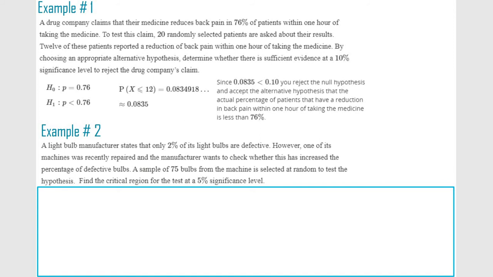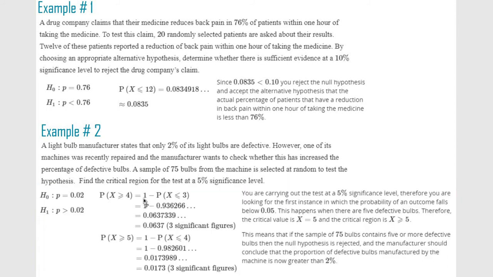All right, let's do example 2. Okay, so for example 2, 2% are defective, and we want to sample 75. So how many would I have to get defective to have an issue, right? At a 5% significance level. So your null and alternative hypotheses would be this: exactly 2% are defective, more than 2% are defective, okay?